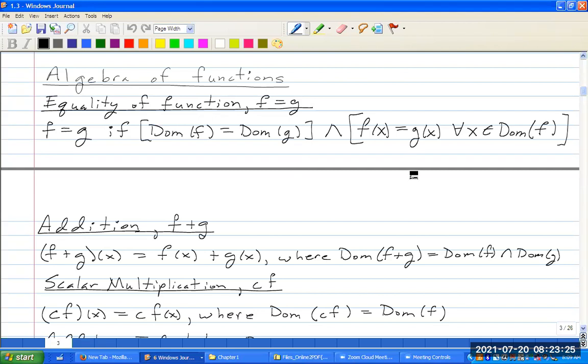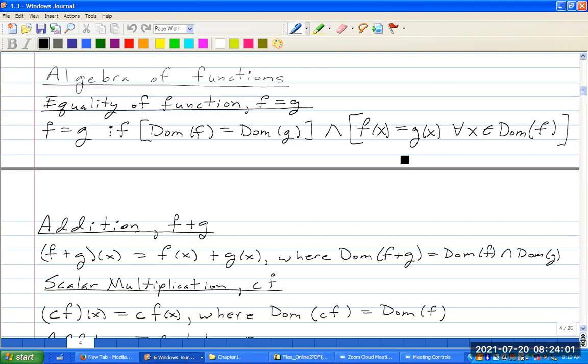and f of x is equal to g of x for all x in the domain of f. Or I could say domain of g because they're the same. So when do we say that two functions are equal? Well, two functions are equal if they equal everywhere that they're defined, and they're defined in exactly the same places. And so, yeah, that's certainly a common sense idea of what it means for two things to be the same, for two functions to be equal.